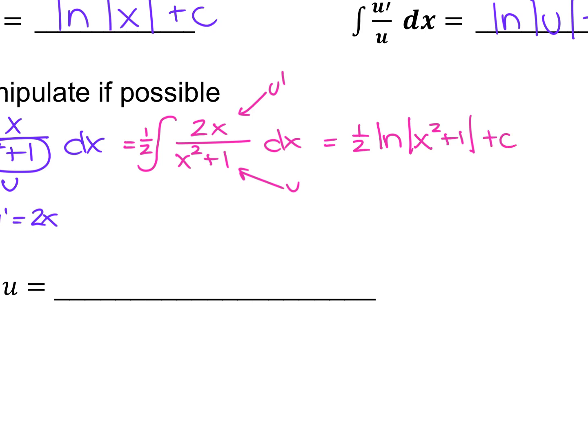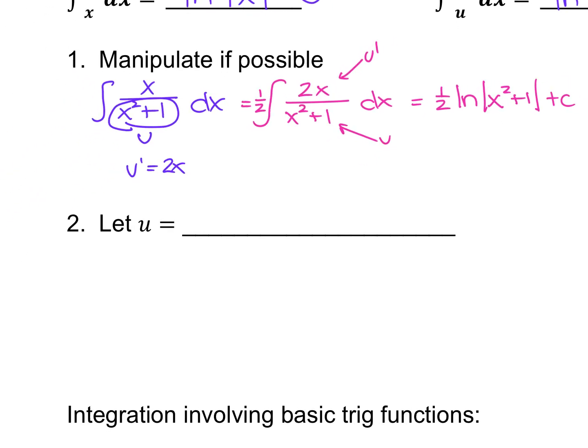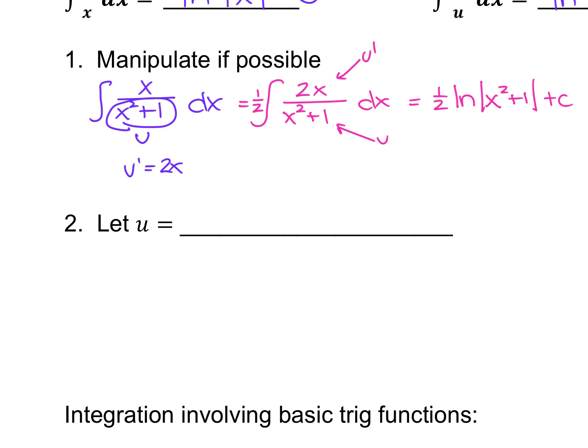But then I include the 1/2 that was out front of the integral, and of course, always include my plus c. Another rule of thumb is, if you can't see the u prime over u, you can always let u equal the denominator. This is just normal u substitution that we've done before. So now I can let u be the denominator, and maybe it'll work out to one of those ln x ones.